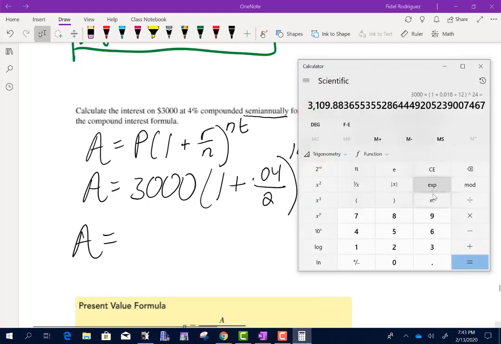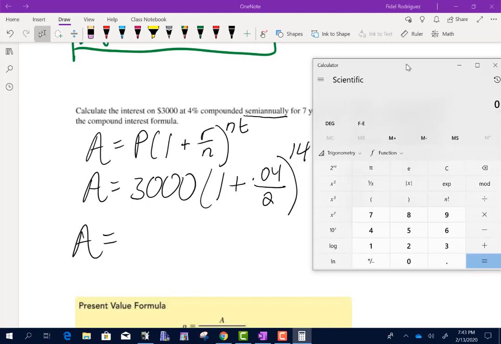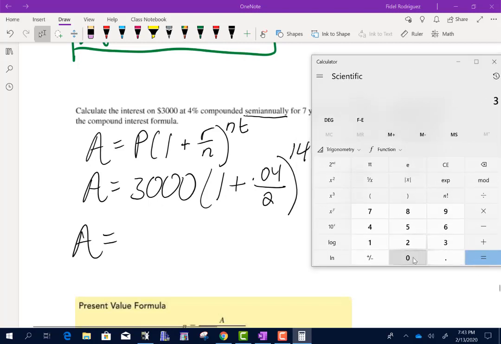All right, so let me grab my calculator again. Let me clear everything out. Okay. So let's go ahead and do it. So we're going to go 3,000 times parentheses 1 plus 0.04 divided by 2. Okay, close my parentheses. Remember, this is my exponent button right here, that x to the y, to the power of 14. So guys, one thing I want you to notice, if you look up here, it says 3,000 times 1 plus 0.04 divided by 2 raised to the power of 14. That's exactly what I have right here. I'm just typing it in directly the way it is, okay?